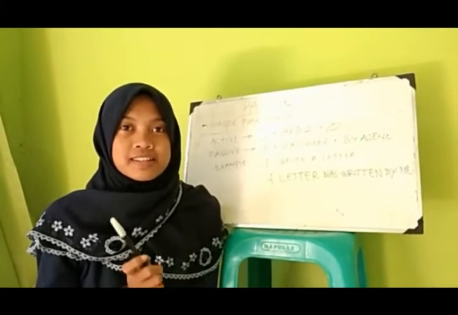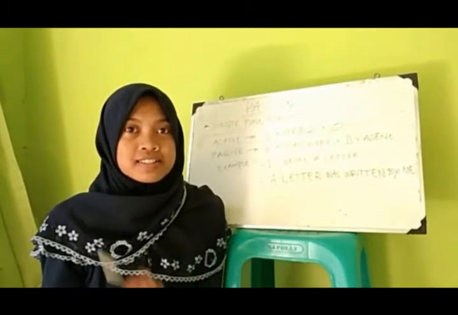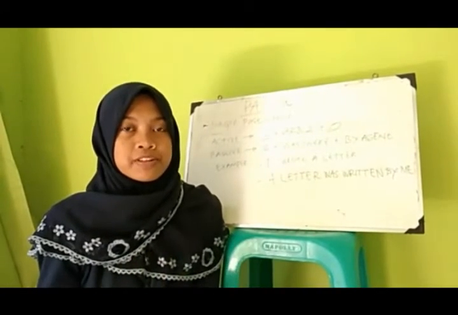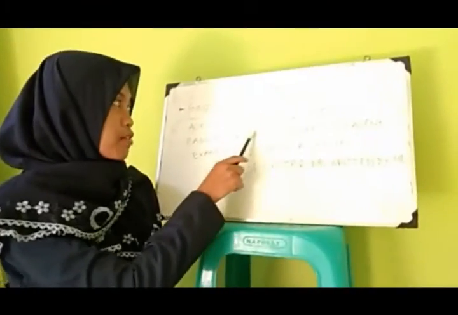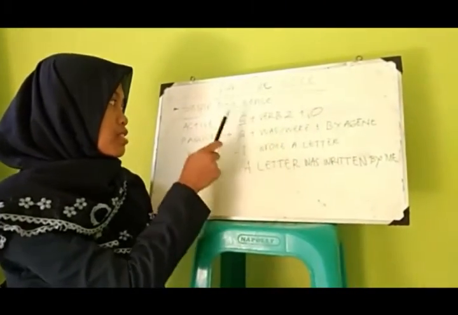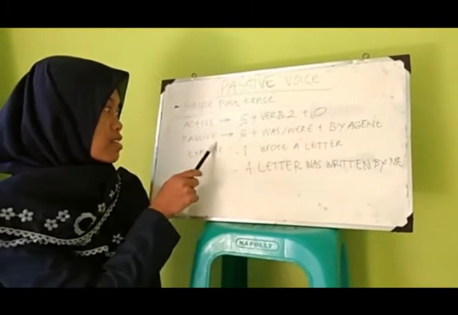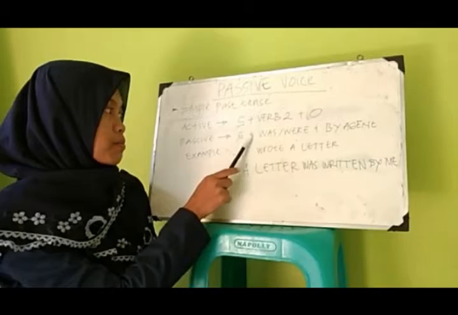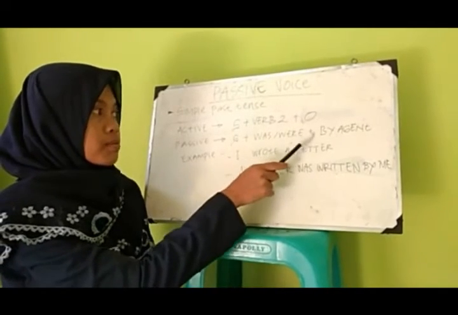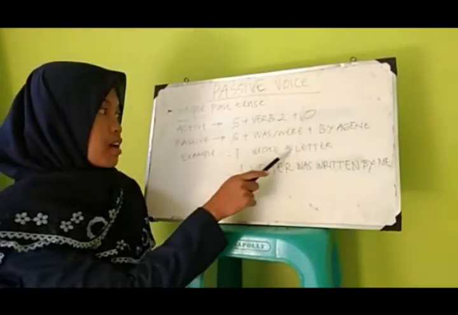Simple past tense is a tense that indicates an action completed in the past. Simple past tense in the active voice and in the passive voice have different formulas. Let's go to the whiteboard. This is the formula for past tense with active voice: subject plus verb two plus object. And this is the formula for past tense with passive voice: subject plus to be was, were plus by agent. For example, I wrote a letter.